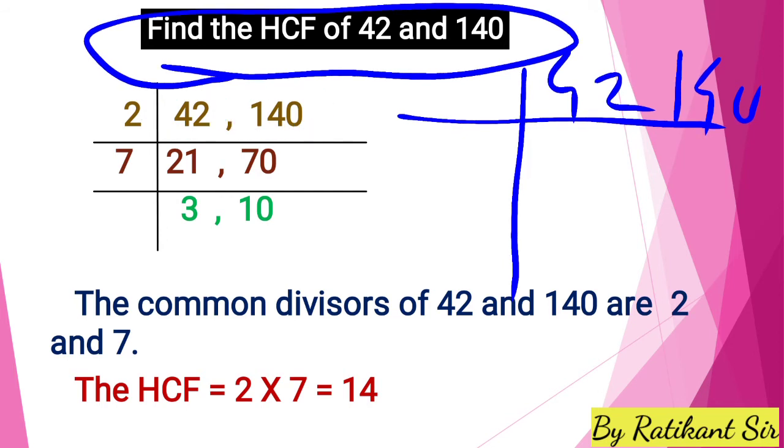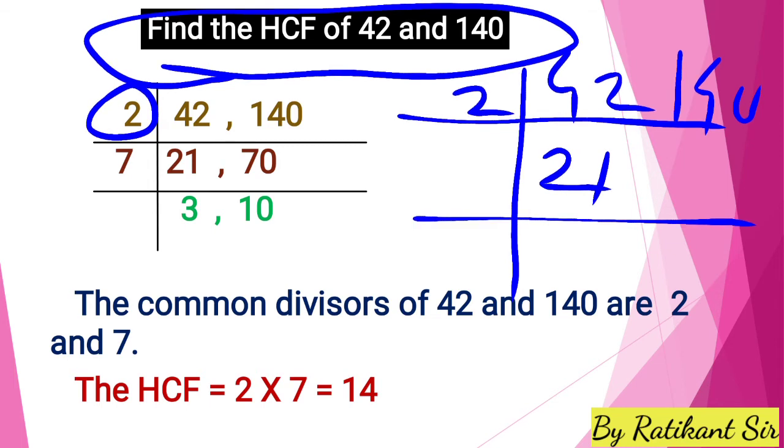Both the numbers are divisible by 2, so that is why I have written 2 at the left side. 2 ones are 2, 2 twos are 4, so this is 21 at the below side of 42. Now this 140 is also divisible by 2, because at the unit place 0 is there. If 0 is at the unit place, then that number is perfectly divisible by 2. So 2 ones are 2, 2 sevens are 14, and this 0 will be as it is. We have to write this 0 as it is.